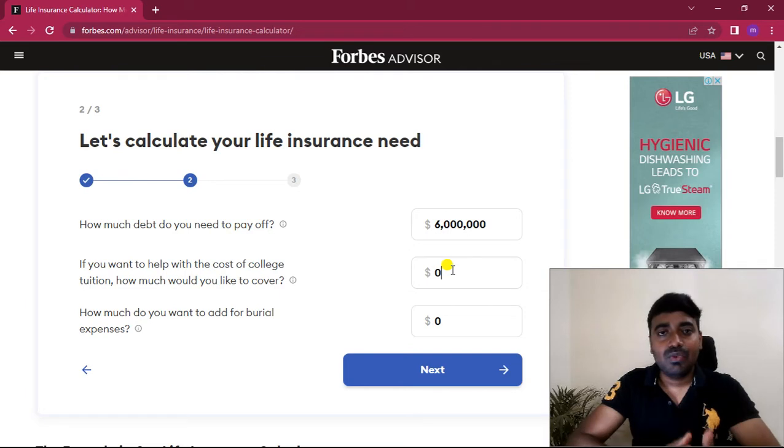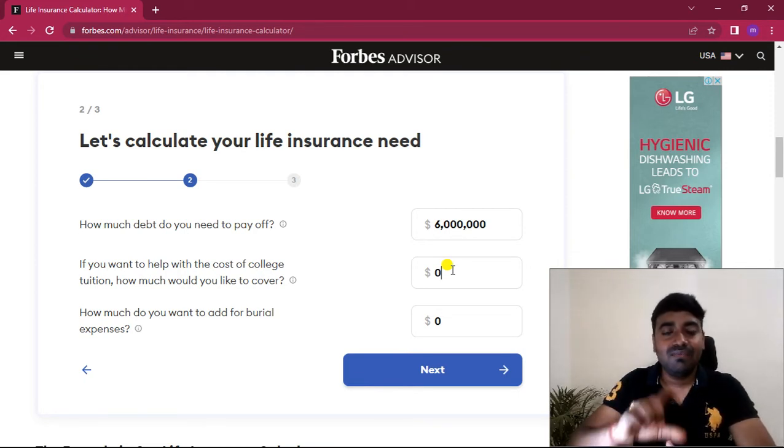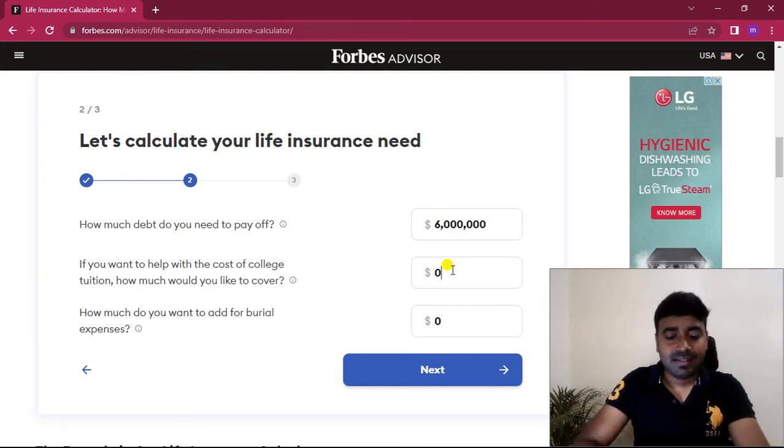The assumption is up to 10th, there is a 12th and also another 3 years of graduation minimum. That is the bare minimum education we have to give. So basically we are multiplying 15 years into 4 lakhs per annum. So that is also bringing the same amount, 60 lakhs.